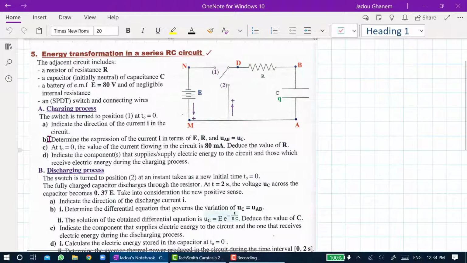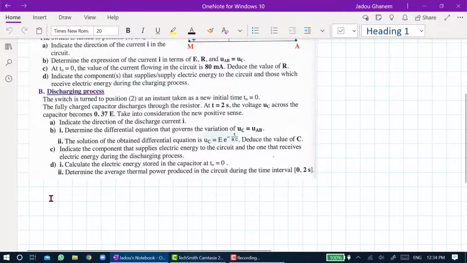In the first part, part A, indicate the direction of the current I in the circuit. We are taking the first position for the switch, which is number 1, at t equals 0. So the current will be flowing from the battery, from the positive pole out to point M, A, B, D, and then to point N and back to the battery. So it's going to be rotating in an anti-clockwise direction. The answer is the counterclockwise direction. This is the direction of the current.